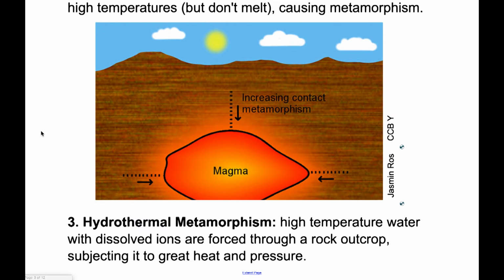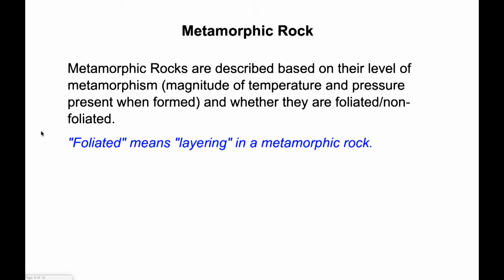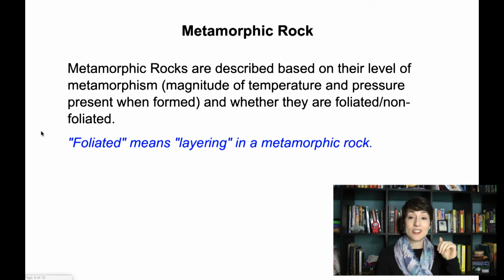Finally, you can have something called hydrothermal metamorphism, where high temperature water gets passed through a rock outcrop. That high temperature water has a lot of dissolved ions in it, and that can lead to great temperature and pressure as well. So metamorphic rocks are described based on, one, their level of metamorphism, which means how much temperature, how much pressure was exerted on this rock, and two, whether they are foliated or non-foliated. Foliated, by the way, means layering.